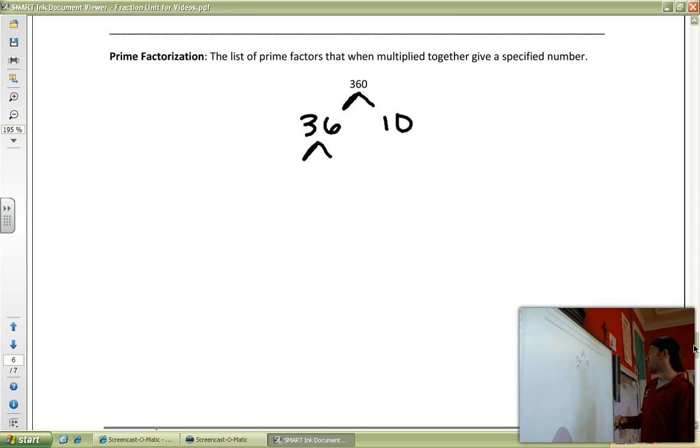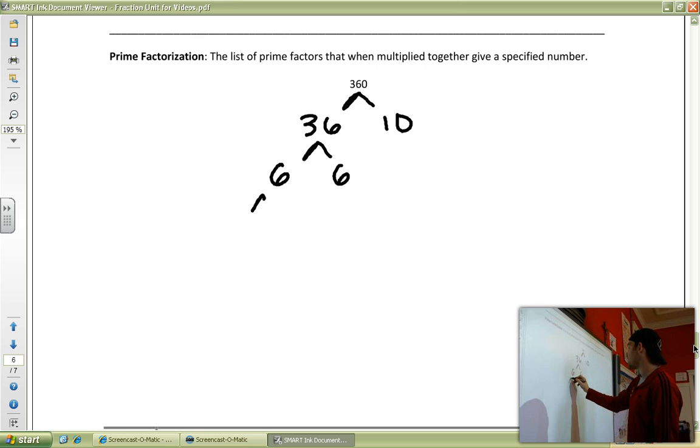36 is a composite number. I know I can break it down by 6. I'm going to do that. 6 and 6. Very good. Okay, neither one of those is a prime factor yet, so I need to keep breaking them down. Finally, though, 6 is going to break down into 3 and 2.